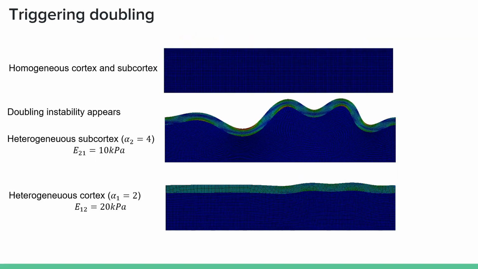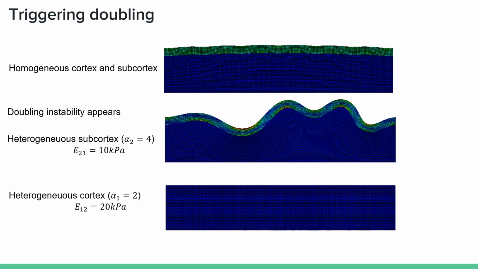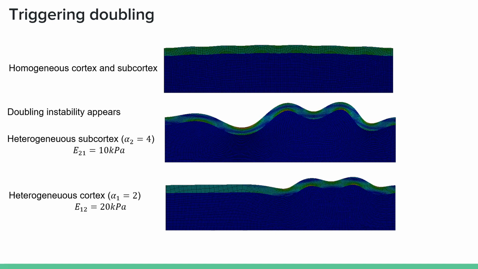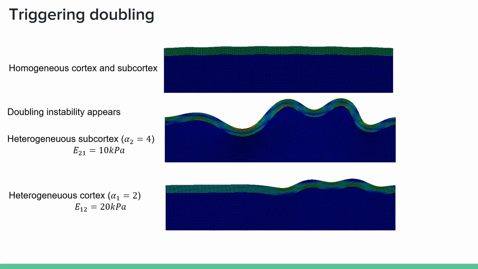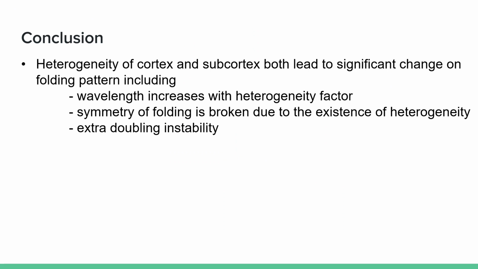We later performed a series of more comprehensive finite element simulations, and it seems that heterogeneity in both cortex and subcortex can trigger doubling behavior. To sum up, we believe that heterogeneity of the cortex and subcortex both lead to significant changes in folding patterns. It affects the wavelength, the symmetry of the folding, and may cause extra doubling instability.